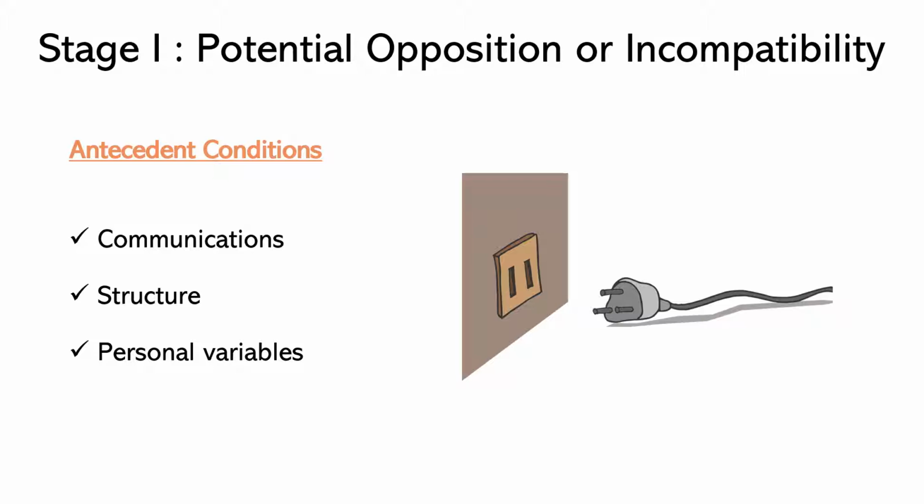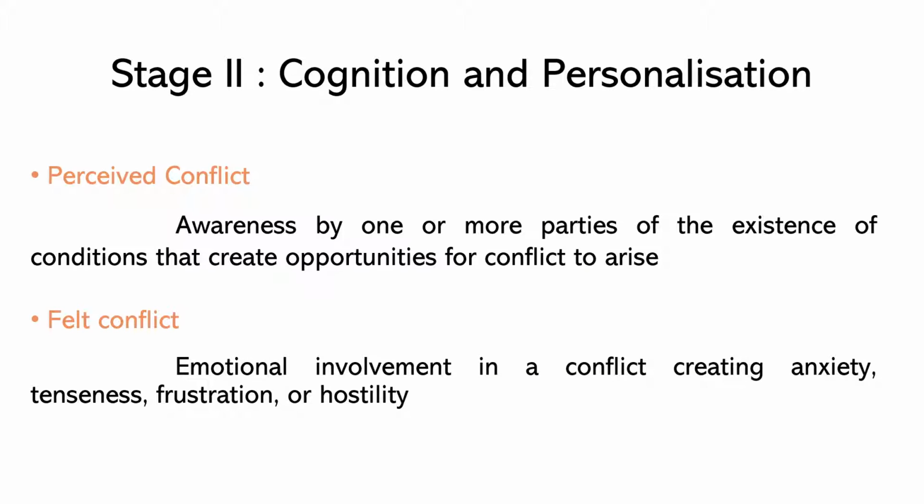Now next is stage 2, cognition and personalization. This stage is crucial because this is the thought processing and the experiences, what you are experiencing, how you are analyzing what has happened before. So the first stage is all about situation. The second stage is all about how you perceive the thought processes, how you are experiencing that conflict, what are the emotions that are being involved in this conflict. That is what the second stage is about.